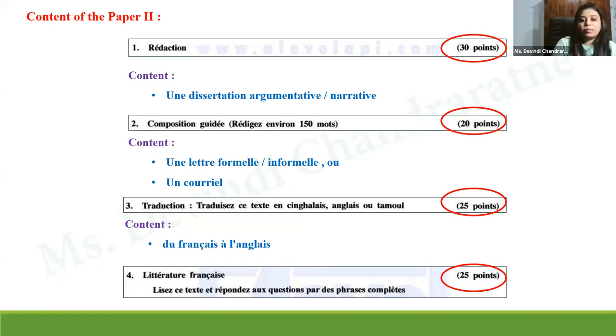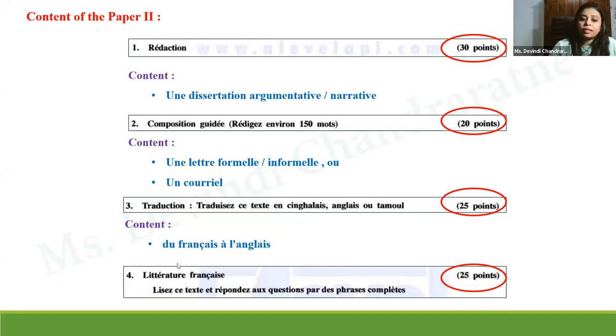The third thing is the translation, which is again allocated 25 marks. This is a French to English translation, which means you have to understand the sentence patterns of the French language when you're translating it into English, right? So we'll be discussing it further.